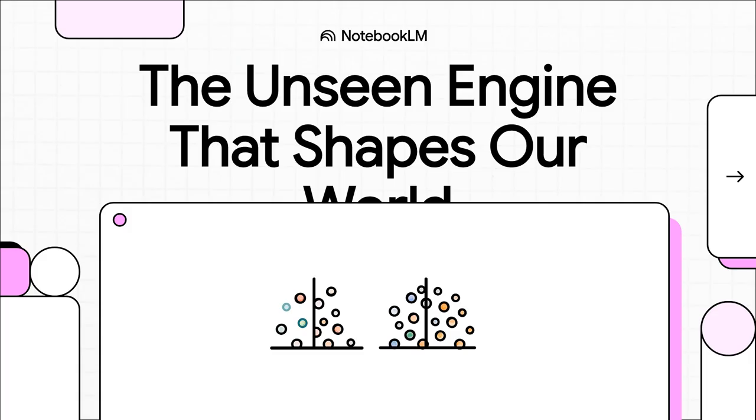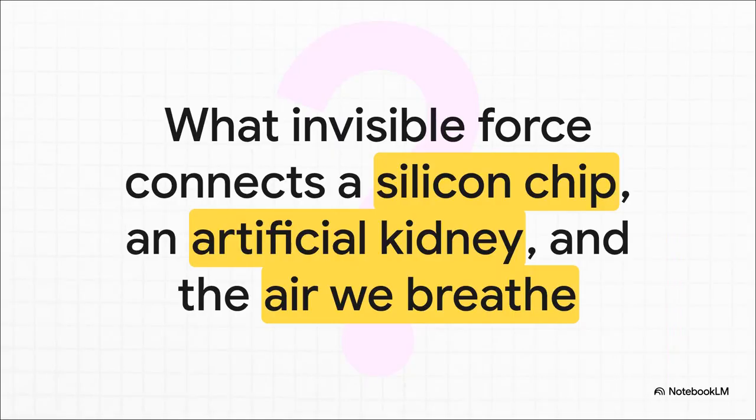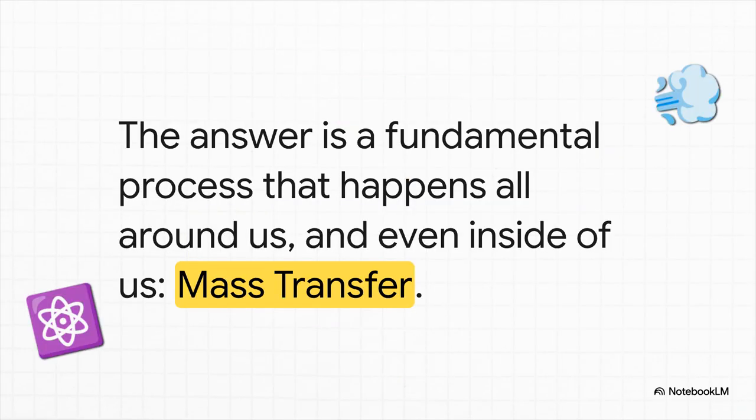This invisible engine, really, that's constantly shaping the world all around us. So, let's start with a bit of a mystery. What's the one invisible force that links something like a super complex silicon chip, a life-saving artificial kidney, and, believe it or not, the very air we breathe? Well, the answer is this powerful universal process. It's called mass transfer, and it's happening literally everywhere, all the time.